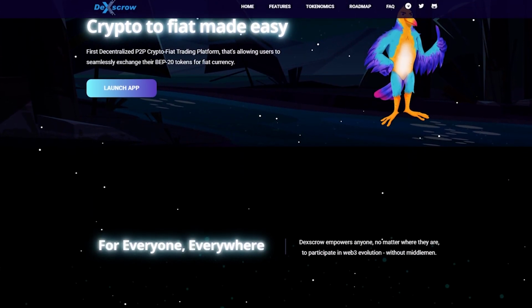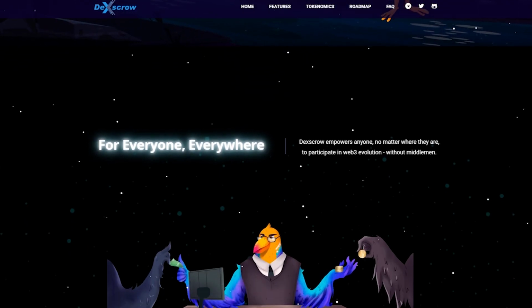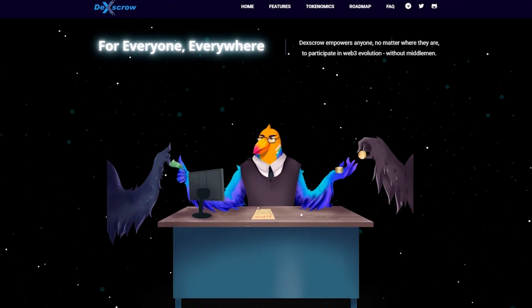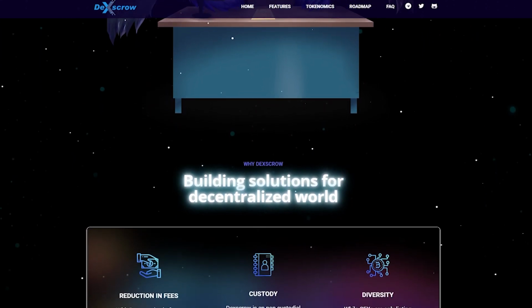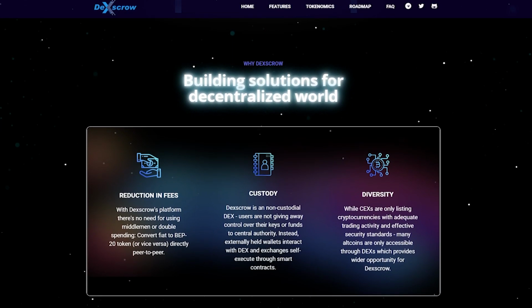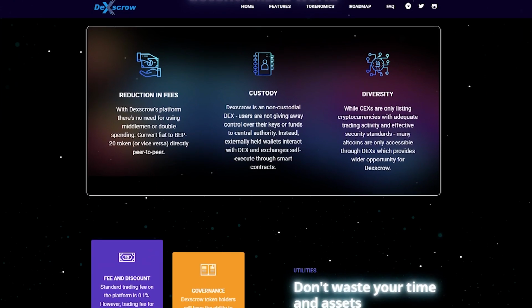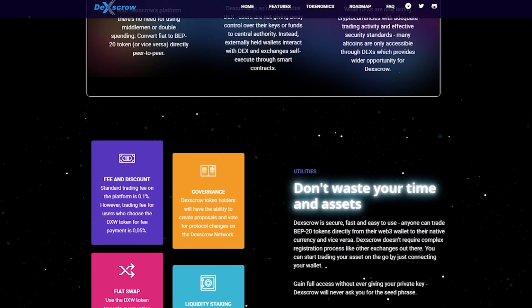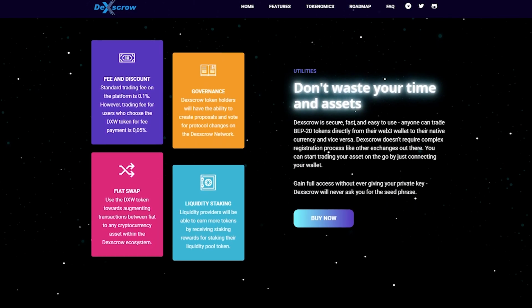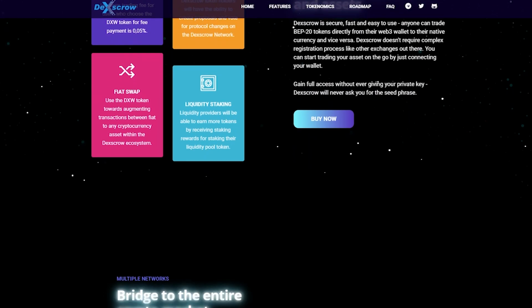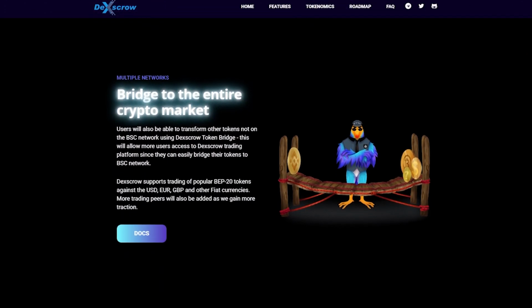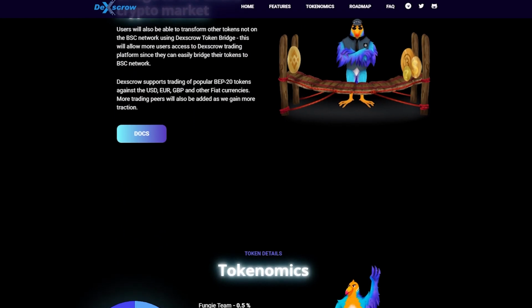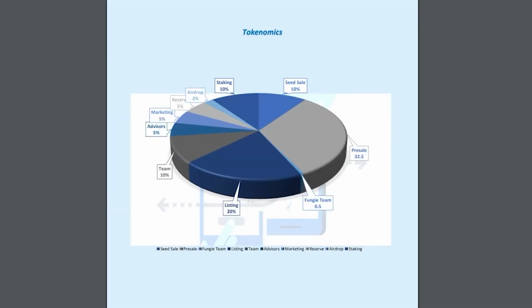I always pay special attention to the tokenomics of the project, because properly compiled tokenomics helps to avoid risks for potential investors. Team 0.5%, airdrop 2.0%, staking 10.0%, seed 10.0%, reserve 5.0%, marketing 5.0%, advisors 5.0%, pre-sale 32.5%, team 10.0%, liquidity 20.0%. Also, we can immediately see the full distribution of tokens.